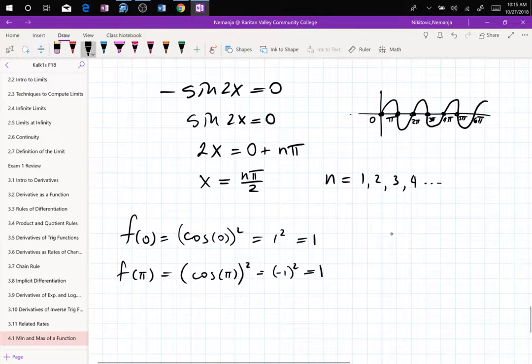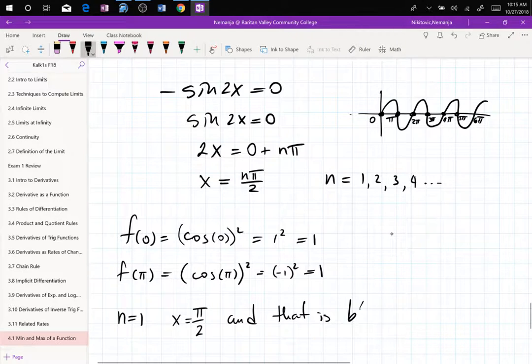And now I have the point inside. But I only get to use n equals 1 because n equals 1 will give me that x is pi over 2. And that is between 0 and pi. Remember, we have the interval 0 to pi. Now, if I am to use n equals 2, n equals 2 would give me pi, but I already have that. N equals 3 gives 3 pi over 2, and 3 pi over 2 is not between 0 and pi. So this is what I have.